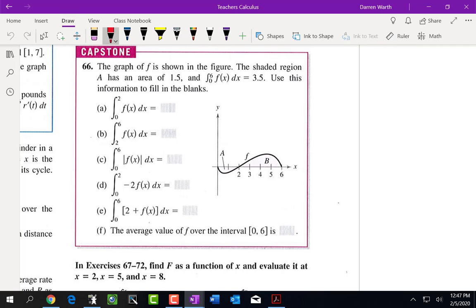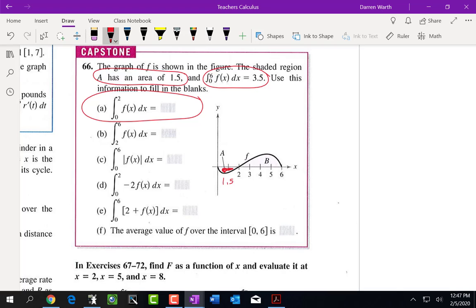First off, we have to keep in mind that this has an area of 1.5. So that means this area A, this little region right here, is 1.5. And then it says that this right here from 0 to 6 is equal to 3.5. Looking at A right here, it wants me to find the integral of 0 to 2 of f of x dx, and it wants to know what that's equal to.